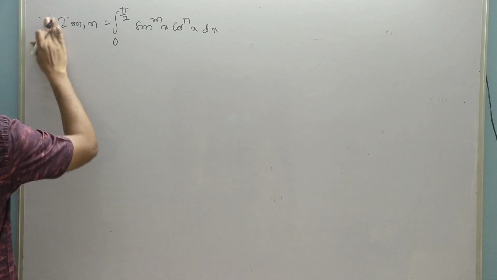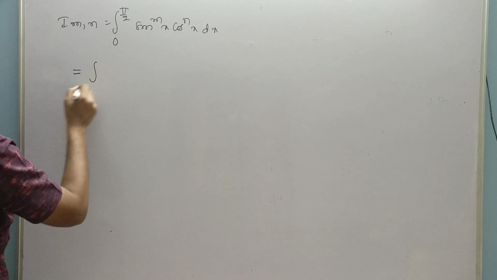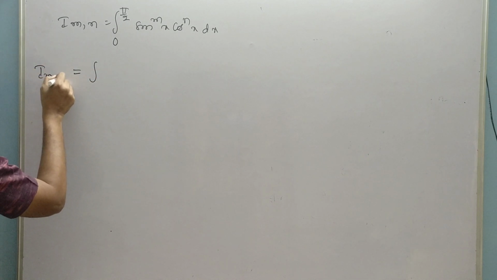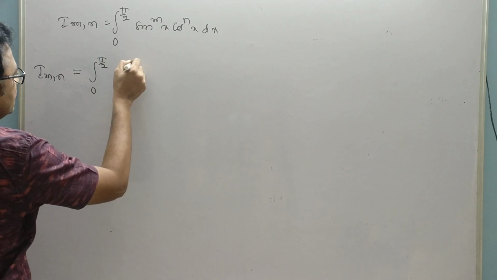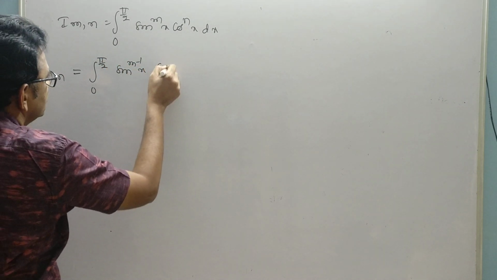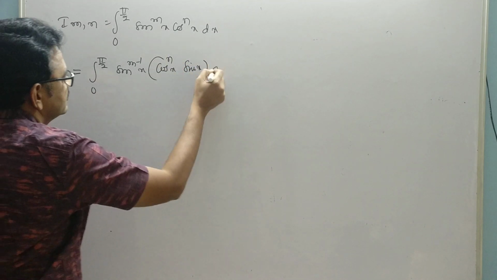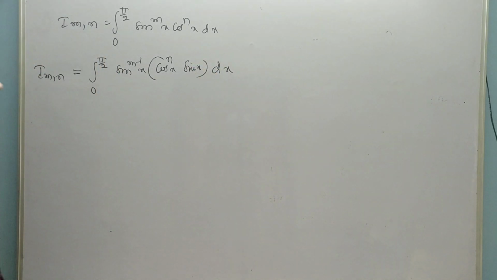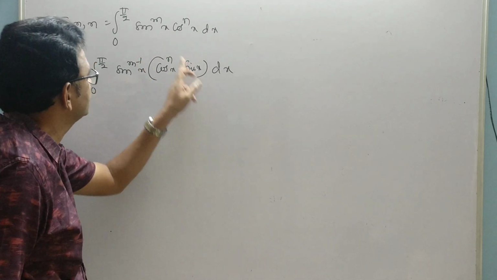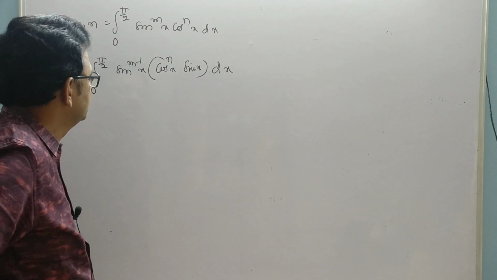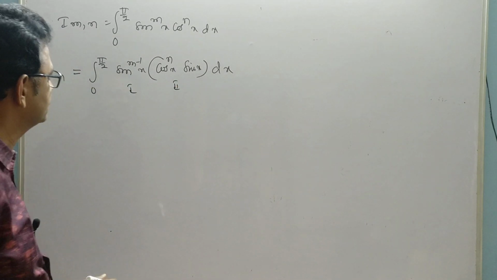So this is I(m,n) equal to the integral from 0 to pi by 2 of sin^(m-1)x cos nx into sin x dx. Sin^(m-1) into sin x becomes sin^m x. Now this is the first function and this is the second function, so we use integration by parts.